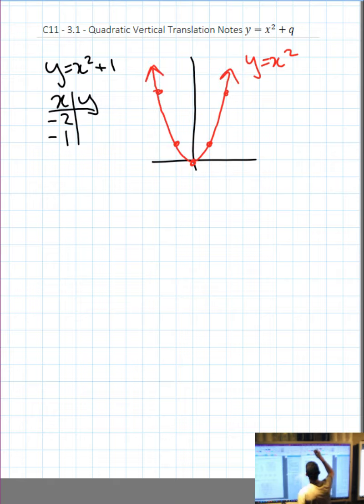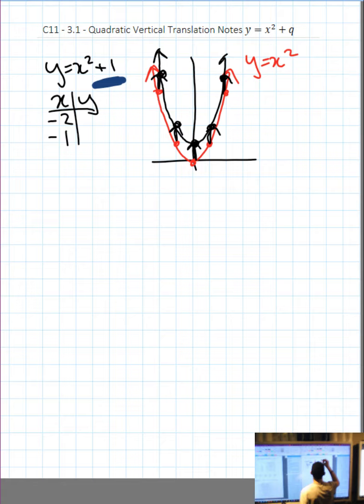Now, this plus 1, big blue off to the left, what does that do? Well, it just takes the parabola and moves it up one. So we take each of these points and go straight up one and put a new point at all of the locations directly above, and all of the points just went up one.